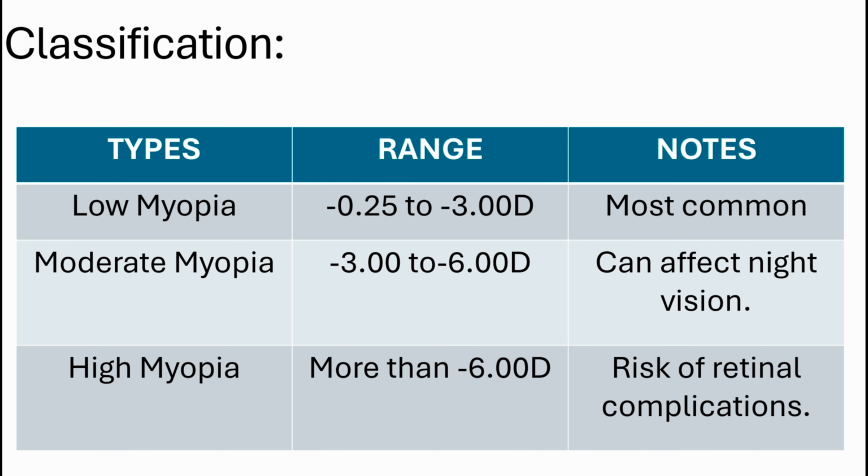There are three types of ranges in myopia. First one is low myopia. It ranges from minus 0.25 diopter to minus 3. It is most common. Second one is moderate myopia. It ranges from minus 3 diopter to minus 6 diopter and can affect night vision. And high myopia ranges more than minus 6 diopter.